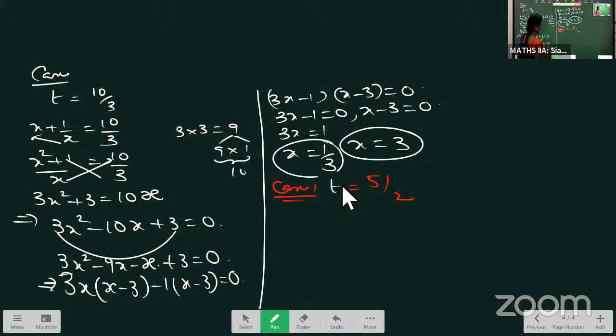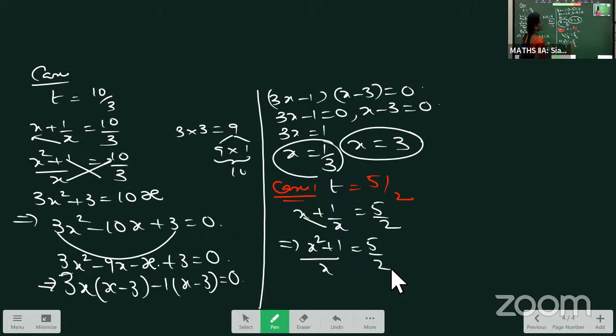T is equal to 5 by 2. Then t is nothing but x plus 1 by x is equal to 5 by 2. So take the LCM here: x square plus 1 by x is equal to 5 by 2. Then do the cross multiplication: 2x square plus 2 is equal to 5x.